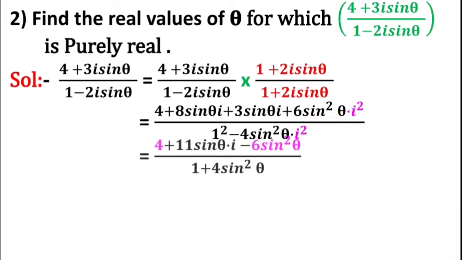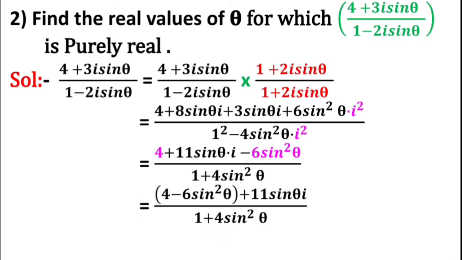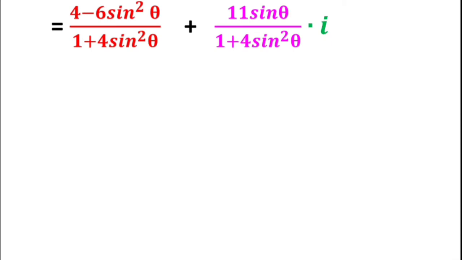So after substituting i square, we get 4 plus 8 sin theta i plus 3 sin theta i, which becomes 11 sin theta i, and minus 6 sin square theta, upon 1 plus 4 sin square theta. Now make a bracket for 4 minus 6 sin square theta, this is purely real, plus 11 sin theta i, that is imaginary, upon 1 plus 4 sin square theta. Then split this to convert it into x + iy form, so this is real plus imaginary.